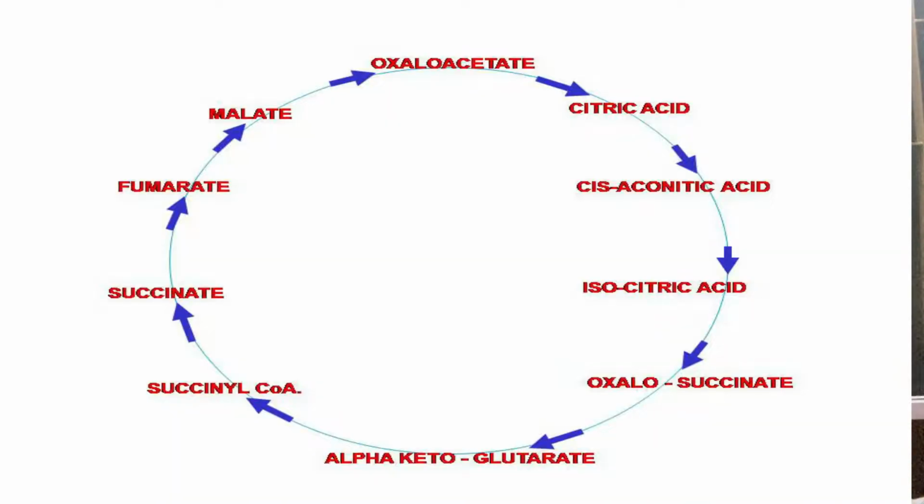The first compound is citrate. Second compound, cis-aconitate. Third compound, isocitrate. Fourth compound, oxalosuccinate. Fifth compound, alpha-ketoglutarate. Sixth compound, succinyl coenzyme A. Seventh compound, succinate. Eighth compound, fumarate. Ninth compound, malate. Tenth compound, oxaloacetate. Finish. These are the 10 compounds which are participating in this sequence of reactions.